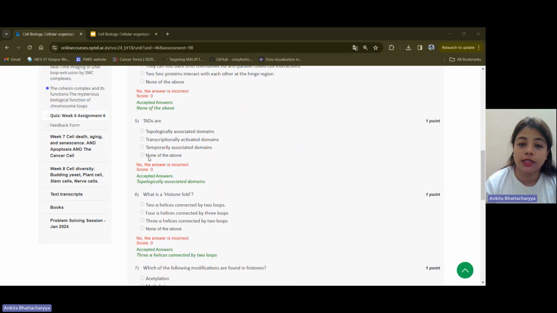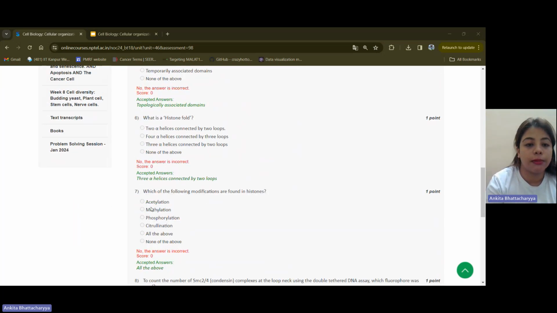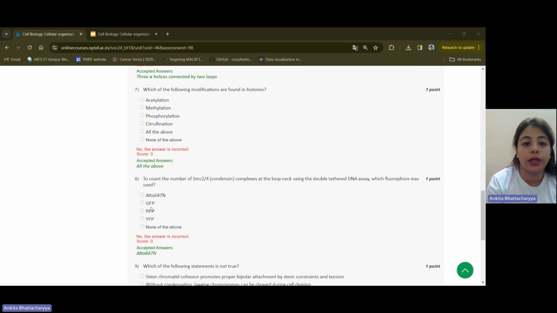And this was conserved across all of the histones. Then, coming to question 7, which of the following modifications are found in histones? Acetylation, methylation, phosphorylation, citrullination, all of the above, or none of the above.